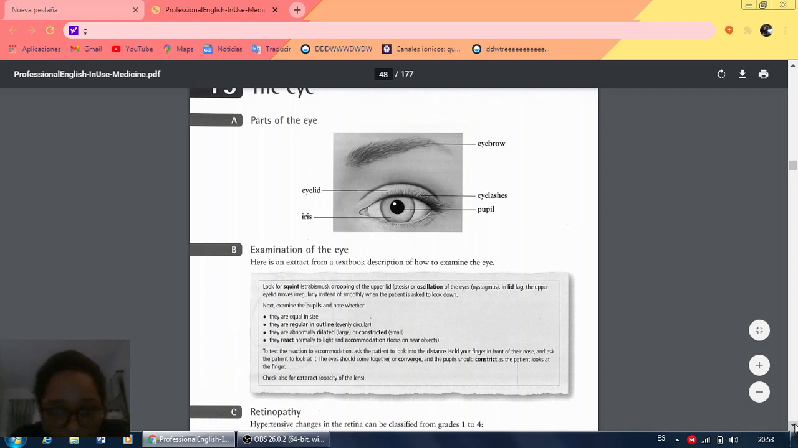Next examine the purple and the quates. They are qualifies. They are regular only. They are abdominal dilate. They are normally to the community. To text. The reaction, the community of the patient that look the This stains all your finger in front hair's nose and the patient's not look yes strong. Come time of berry and purple, short tones and the patient looks and the fingers.